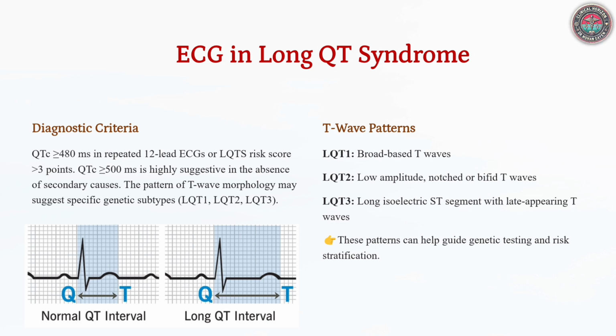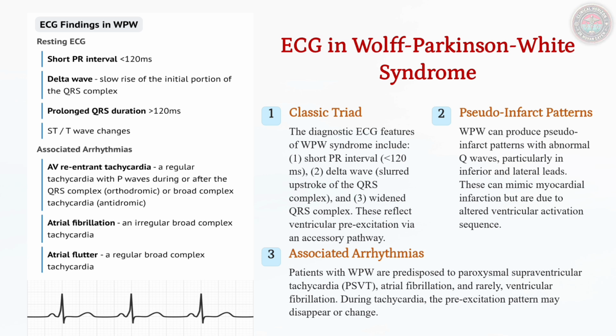ECG in Wolff-Parkinson-White or WPW syndrome. WPW syndrome is characterized by an accessory pathway or bundle of Kent that allows pre-excitation of the ventricles. The ECG features include a short PR interval, that is less than 120 milliseconds, a delta wave, that is slurred QRS upstroke, and a widened QRS complex. In symptomatic individuals, WPW can trigger supraventricular tachycardia or atrial fibrillation with rapid ventricular response, which may degenerate into ventricular fibrillation. Catheter ablation of the accessory pathway is often the definitive treatment.